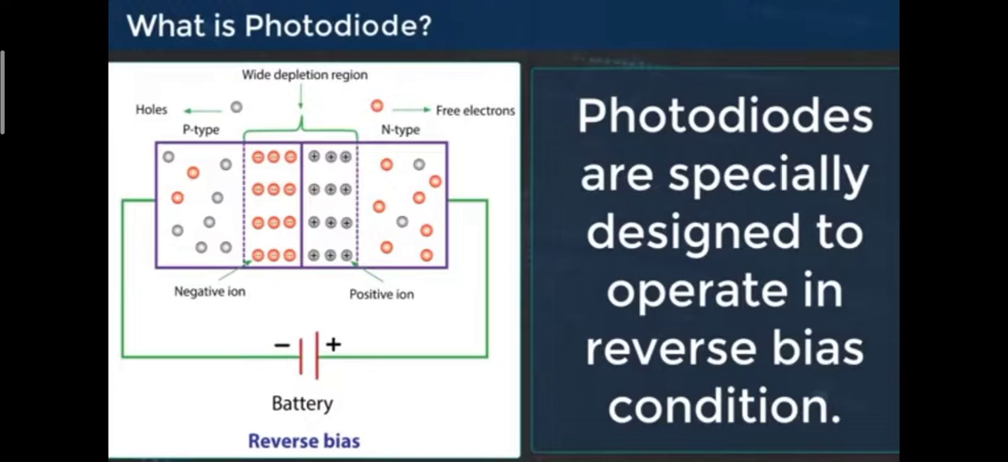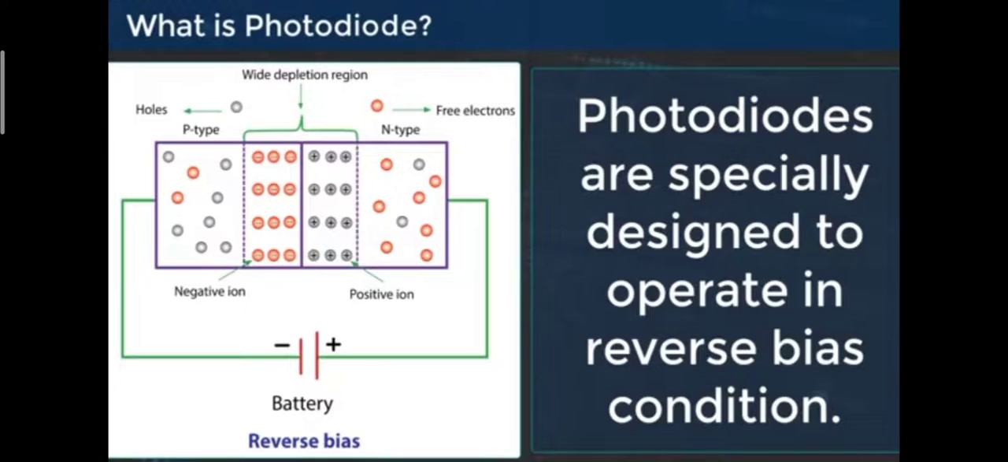When we join the n-type and p-type semiconductor, and the external voltage is not connected, there will be a flow of electrons from the n-type to the p-type semiconductor. After a certain time there will be a formation of a depletion region.